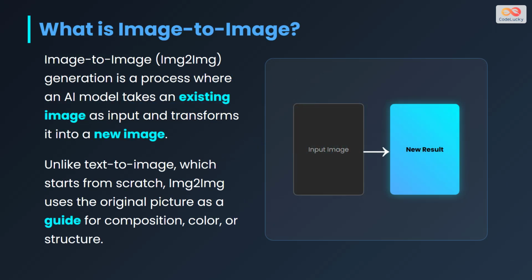So, what exactly is image-to-image generation? Unlike text-to-image, where you create something from nothing but a description, here you provide an existing image as a starting point. The AI uses this input image as a guide for the colors, the composition, and the general shape, transforming it into something new based on your instructions.